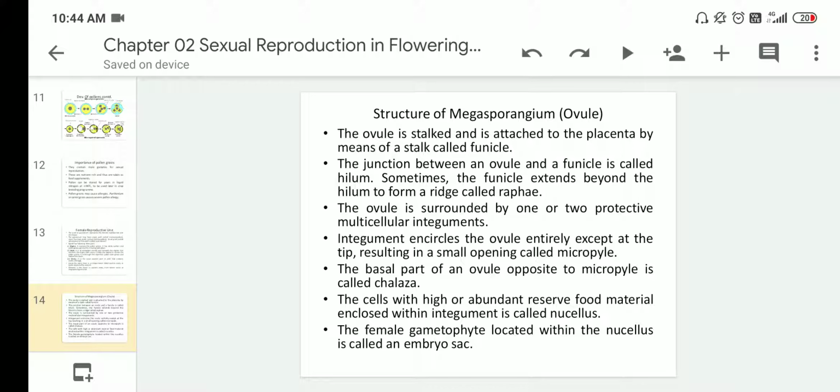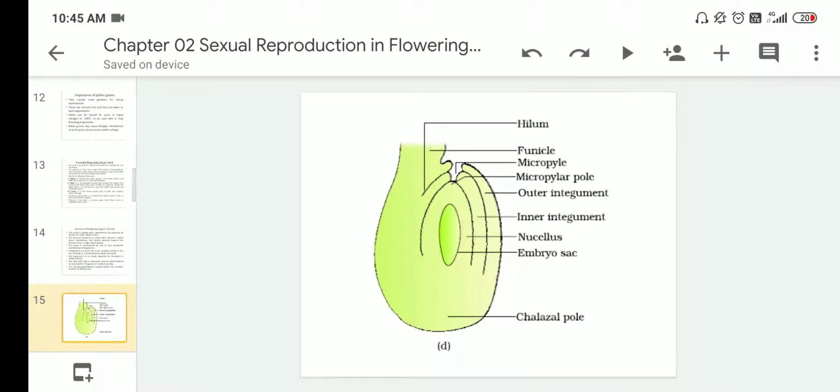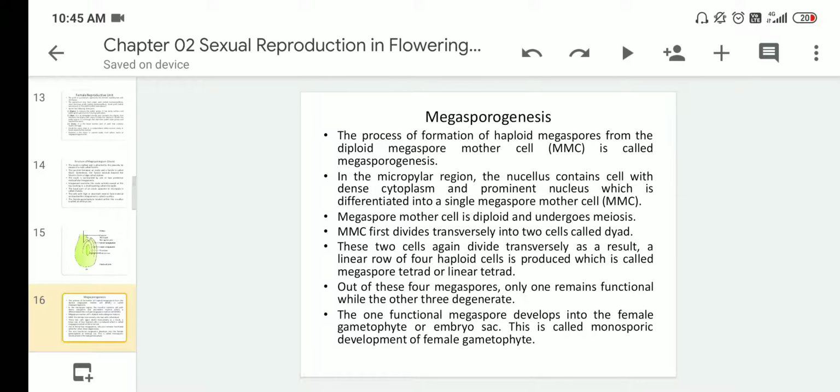The basal part of an ovule opposite to the micropyle is called chalaza, means against the chalaza is the micropyle and vice versa. The cells with abundant reserve food material enclosed within the integument are called nucellus. The female gametophyte located within the nucellus is called an embryo sac. So, that much we have finished in the last video lesson.